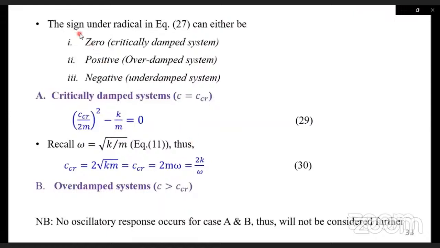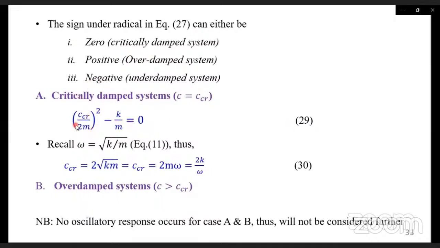So this is what we are defining here. Based on the sign under the radical or under the root in equation 27, of course, it can either be 0, and we talk of a critically damped system. It can be positive, that will be an overdamped system. It can be negative, that's an underdamped system. Let's see what we are saying.